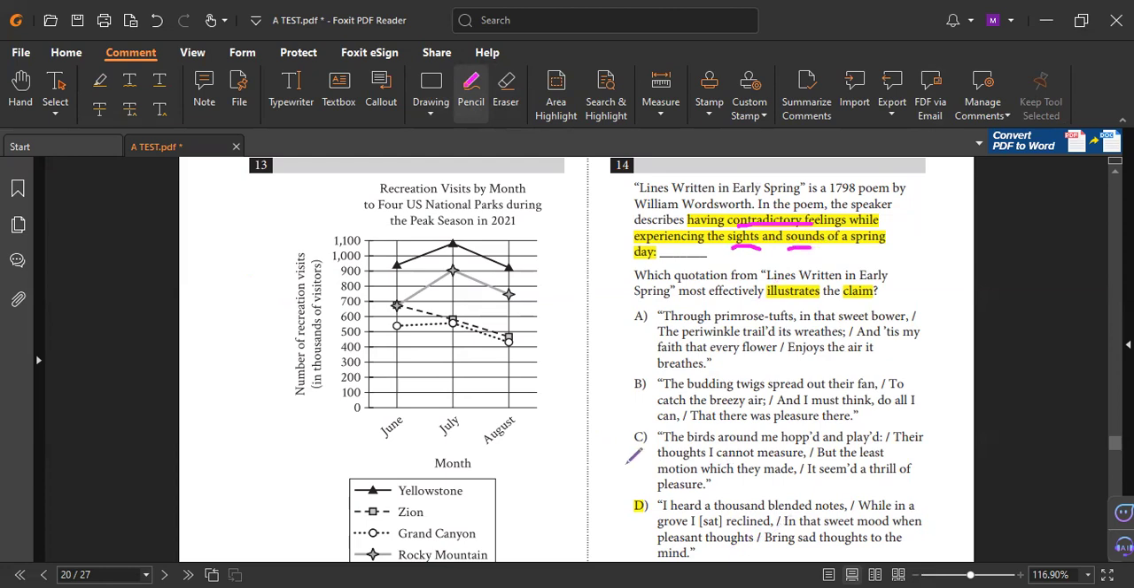What's the contradictory here? He said here, "I heard a blended note while in a grove I sat reclined," and reclined is when you're relaxed in your chair. "In that sweet mood, when pleasant thoughts bring sad thoughts." This is contradictory, as I told you. So the test makers sometimes use contradictory, conflicting, confusing, perplexing, any synonym for the word contradictory.